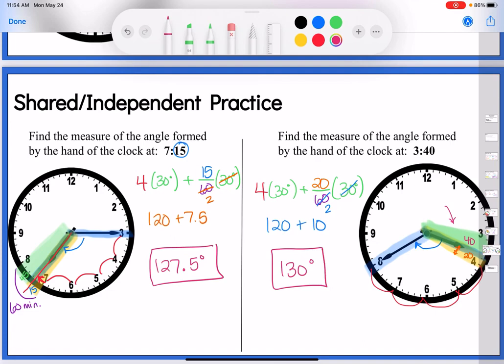Okay, so I know the trickiest part is figuring out that fraction. Is it the amount of minutes that have gone past the hour or the amount of minutes that are left before the next hour? And it all comes down to your picture, so you gotta draw good pictures.